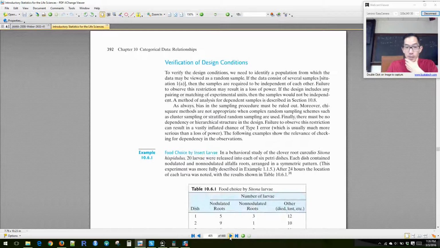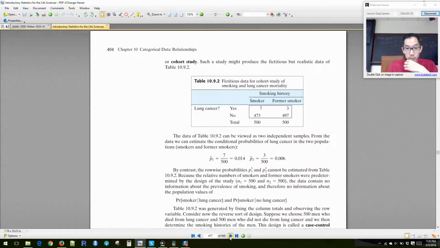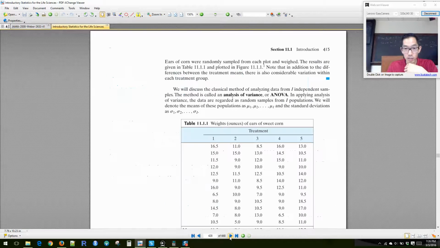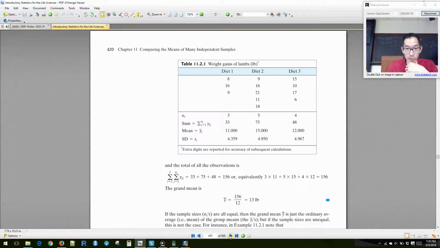Okay, so today we're entering chapter 11, which is all about ANOVA. Let me just pull up my data table that I want to use.